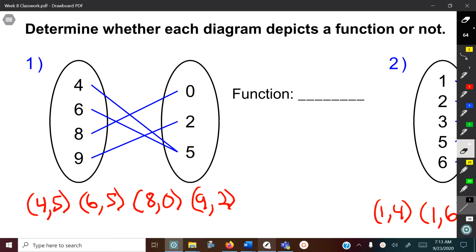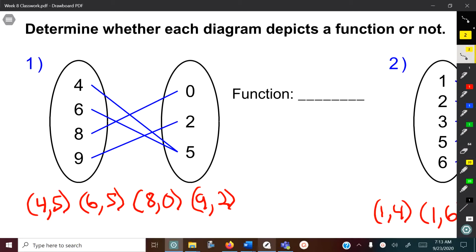We are continuing the lesson on determining if something is a function or not. We started with the vertical line test, and then we went to ordered pairs, and now we're doing mapping. Before we get into determining whether it is a function or not, I want to start off with knowing what mapping is. So let me explain.